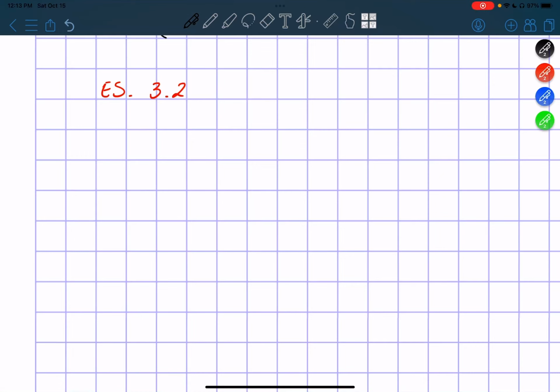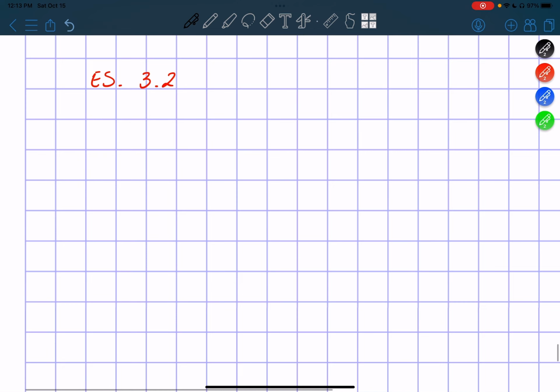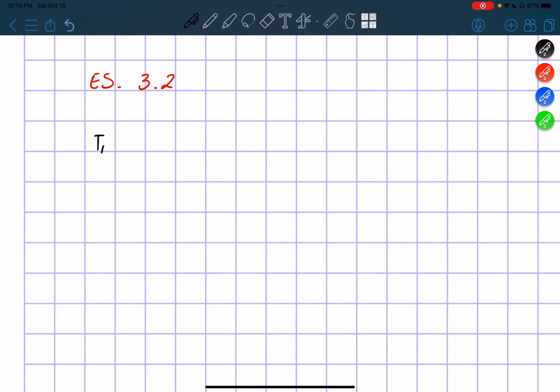Hello, everybody. So here we're looking at exercise 3.2. And the exercise is rather simple. We just have to prove that they're in thermal equilibrium. So we can just say that if TA, the temperature of A, is the same as the temperature in B, and TB is equal to TC, or the temperature in B is equal to the temperature in C, then the temperature in A is equal to the temperature in C, which is rather obvious.